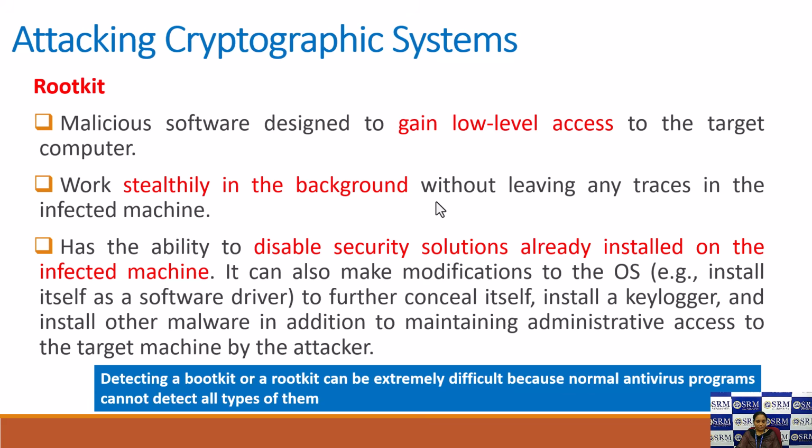So it can also make modifications to the operating system, like installing a software driver and then further concealing it, installing a keylogger, installing other malwares. Everything is possible with the rootkit. Detecting a bootkit or rootkit can be extremely difficult because normal antivirus programs cannot detect all these types of rootkits and bootkit software, especially the hardware softwares, right?